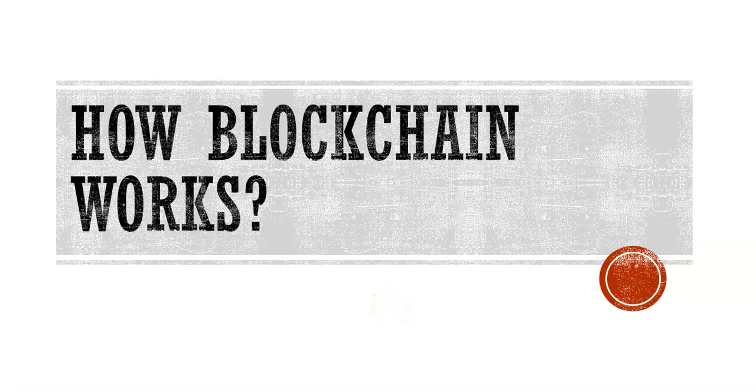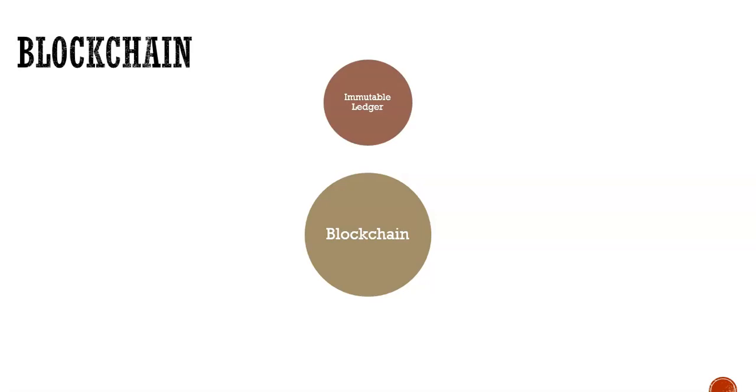Now we have learned about all the fundamental concepts of blockchain. Now let us learn how blockchain works. What is blockchain? A blockchain is an immutable ledger, which means when you add some data to the blockchain, the data can never be altered or even deleted. So it becomes an immutable ledger, and this ledger is also decentralized.